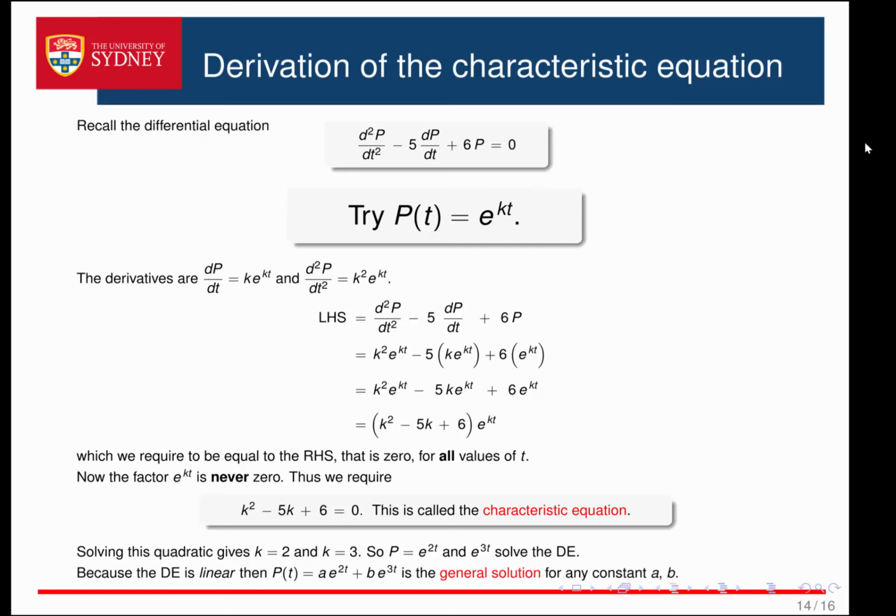Let's now combine a few ideas we've seen throughout these modules and also show you how you might derive the general solution. Earlier we said that if a differential equation is linear, then we can take any multiple of any solution and add it to any multiple of any other independent solution, and the result will also be a solution. Now, because this DE is linear, we can add any multiple of e to the 2t to any multiple of e to the 3t, and this will also be a solution. So for this differential equation, the function p of t equals a e to the 2t plus b e to the 3t, where a and b are arbitrary constants, is again a solution to the differential equation.